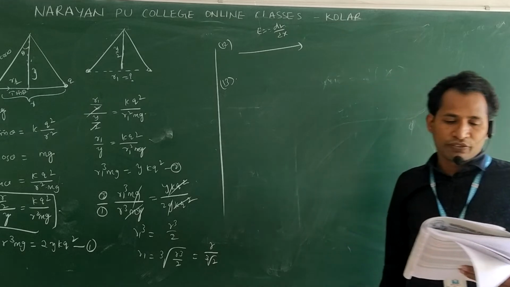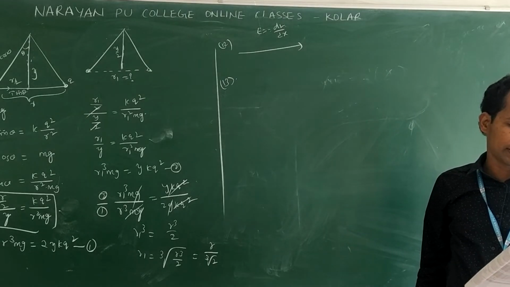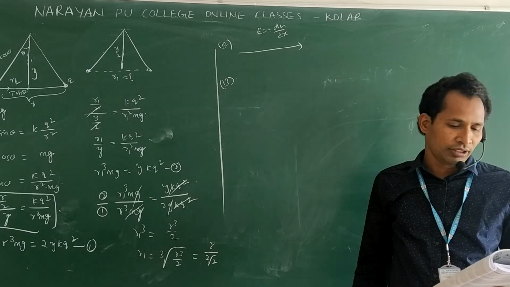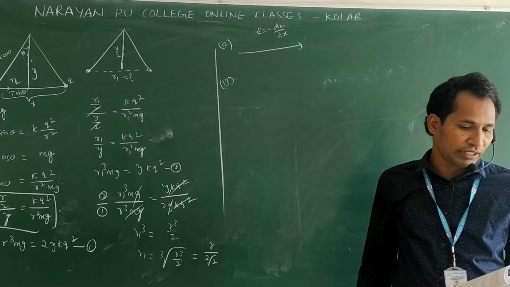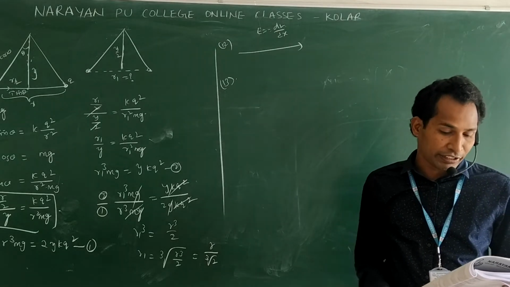A conducting sphere of radius r is given a charge q. The electric potential and electric field at the center of the sphere, respectively. This is a direct formula. Clear? They are asking first the electric potential, then the electric field.